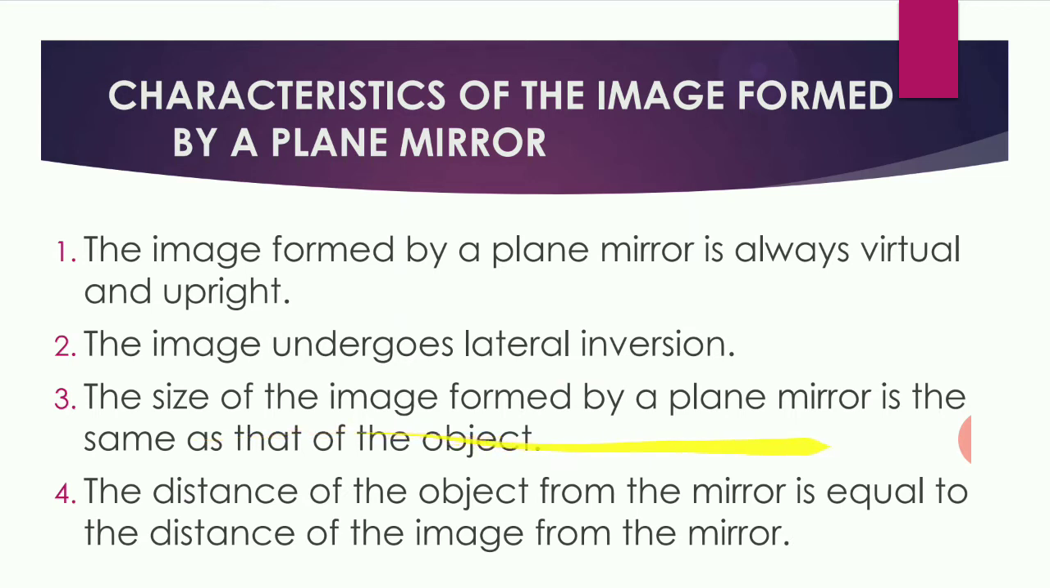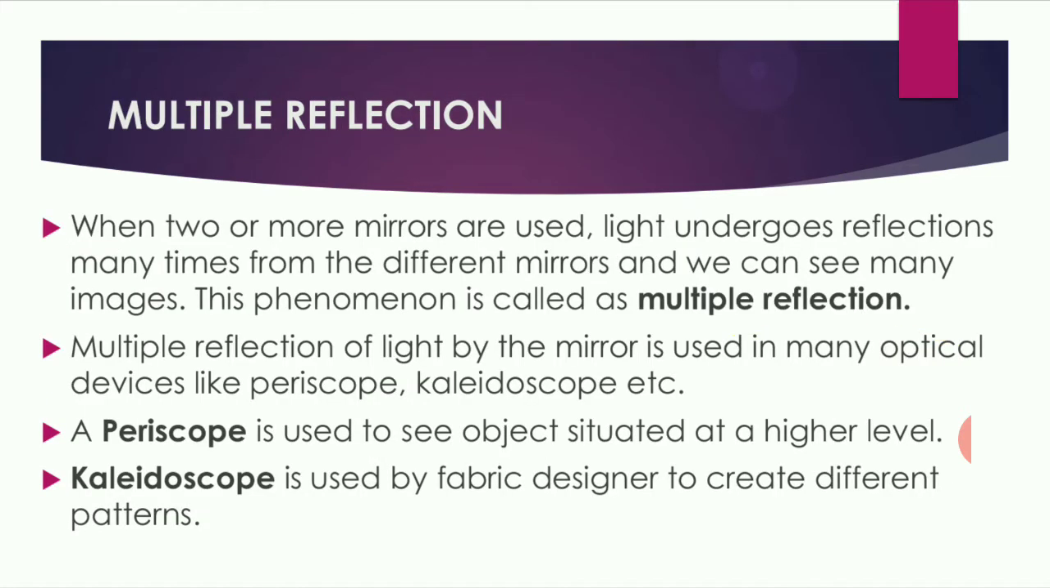The size of the image formed by the plane mirror is the same as that of the object. Whatever the size of the object is, the same will be the size of the image. Both the sizes are equal, and the distance of the object from the mirror is always equal to the distance of the image from the mirror. So the distance of the object equals the distance of the image. These are the characteristics of the image formed by the plane mirror.